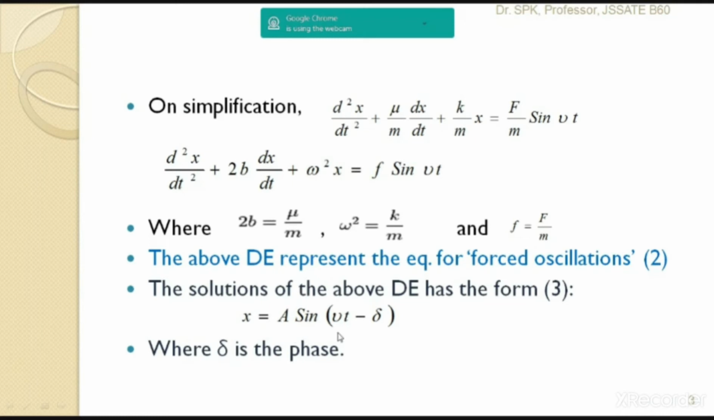x is equal to a sine of mu t minus delta, where a refers to the amplitude, and sine of mu t minus delta is the phase term. Delta is called the phase angle. So now let us get some expression for the amplitude and the phase angle.